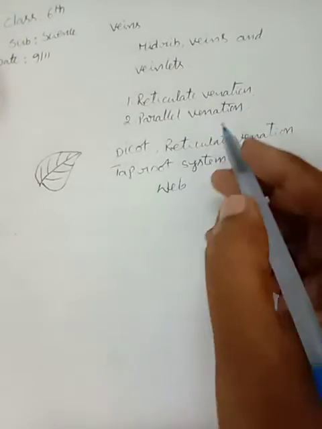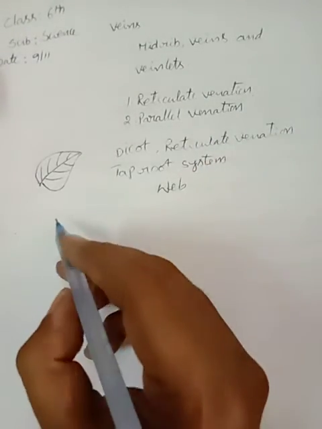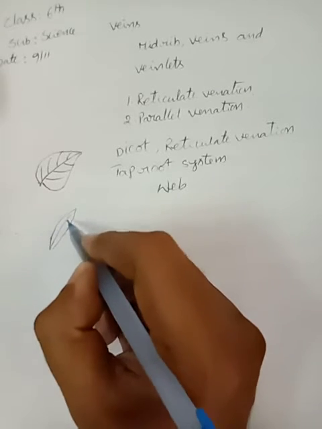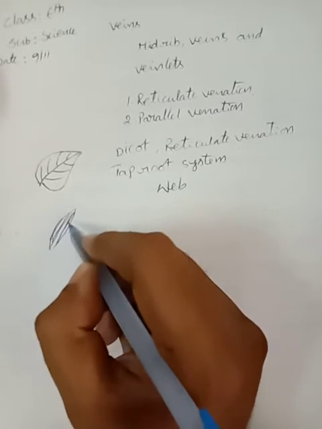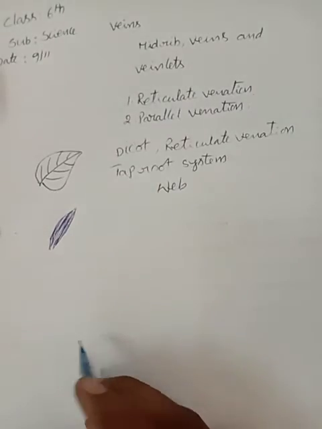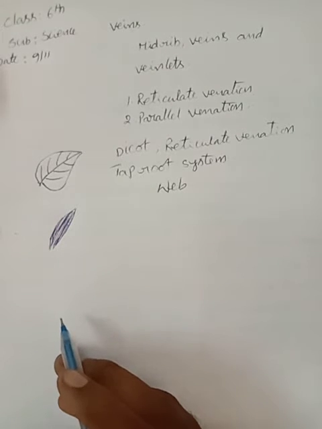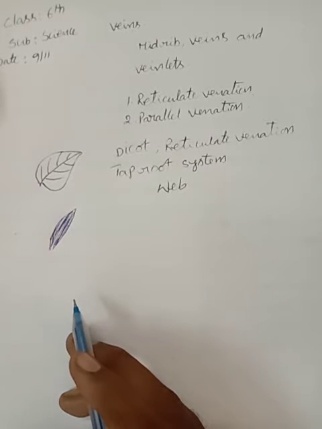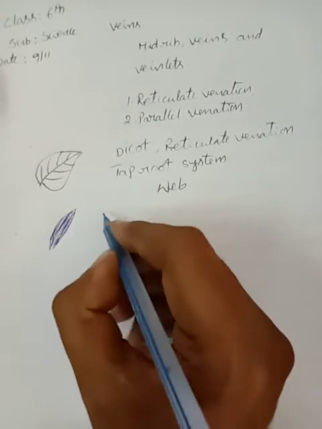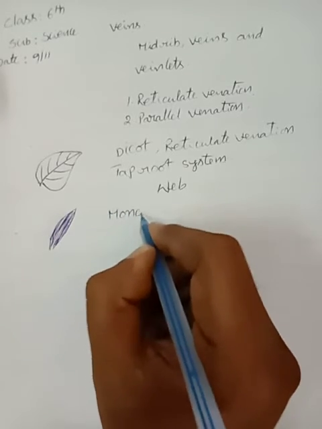And next type of venation is parallel venation. In parallel venation, all veins appear parallel in position. In this parallel venation, midrib, veins and veinlets are not present. Generally, parallel venation is present in monocots.